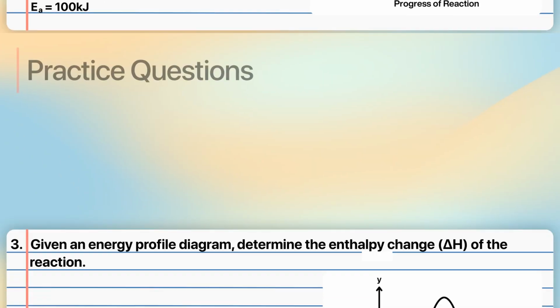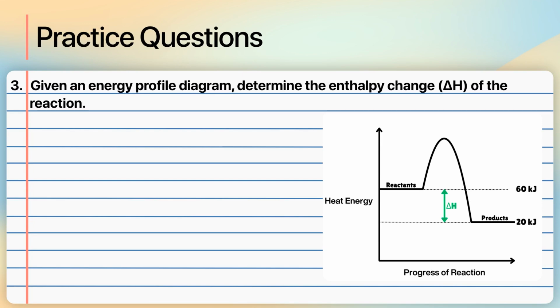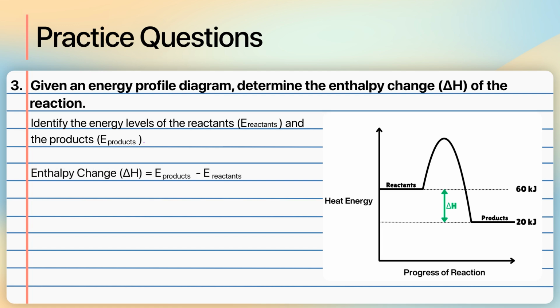Next, let's have a go at calculating the enthalpy change. Given an energy profile diagram, determine the enthalpy change of the reaction. First, we identify the energy levels of the reactants and the products from the diagram. The enthalpy change is the difference between the energy of the products and the energy of the reactants.